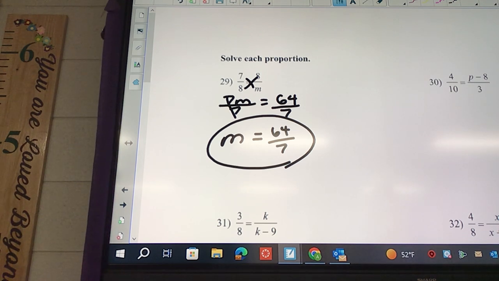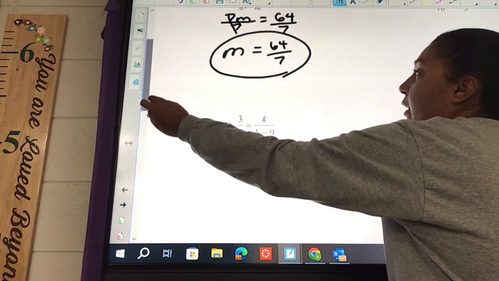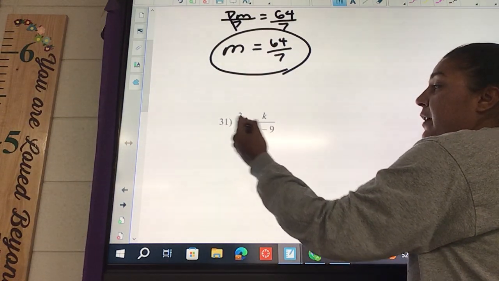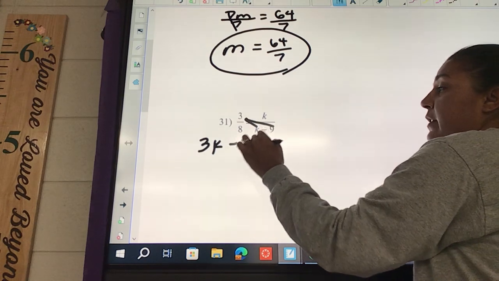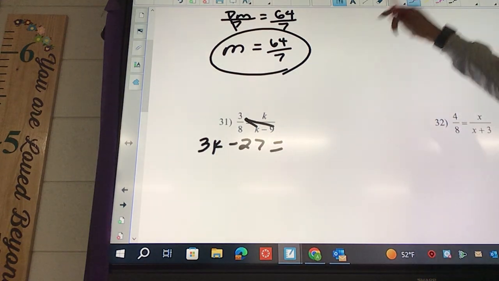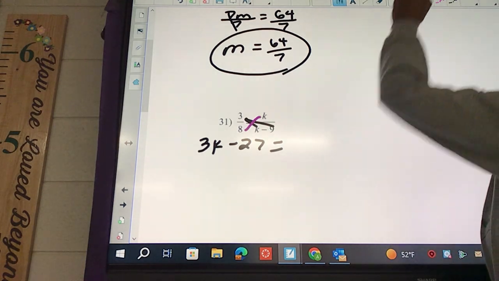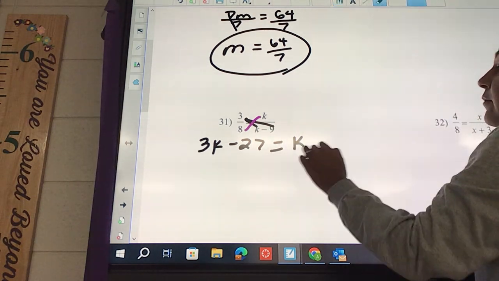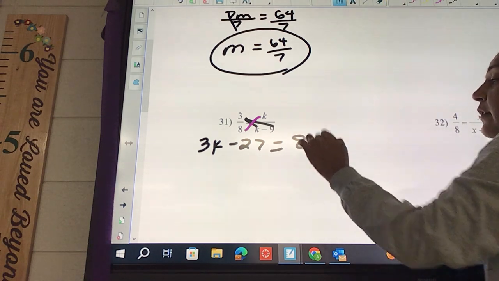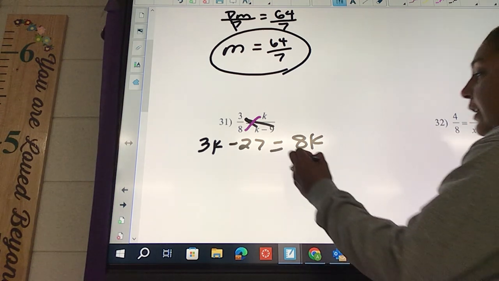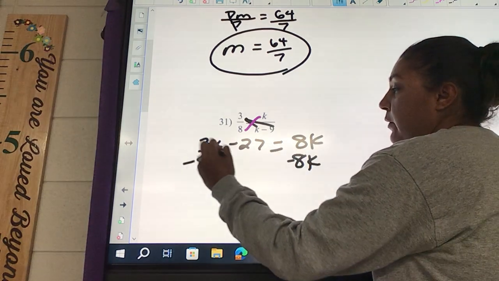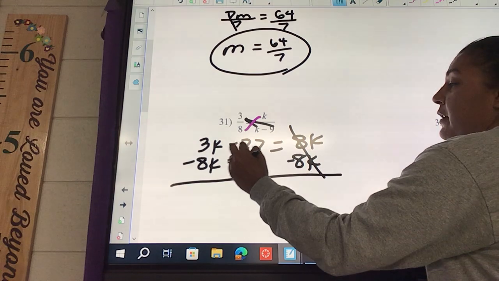Okay, 31, you're still gonna cross multiply, except this time you gotta do it twice on this side, because it's gotta go to each piece over here. So 3 times k is 3k, 3 times negative 9 is negative 27. For this other side, we got k times 8, which is, I almost said k8, 8k. Okay, and again, just for repetition purposes, we're moving the letters to the left and the numbers to the right. So what needs moved? The 8 needs moved over. What else needs moved? The 27 is going to get moved over.